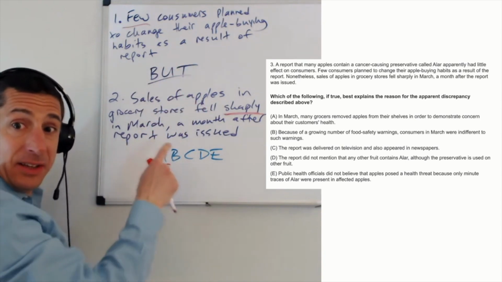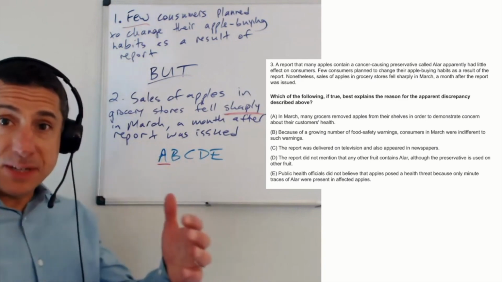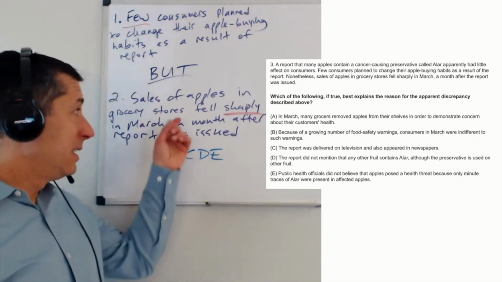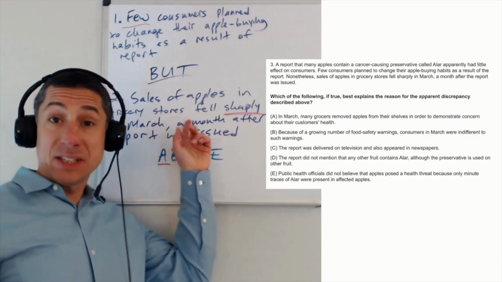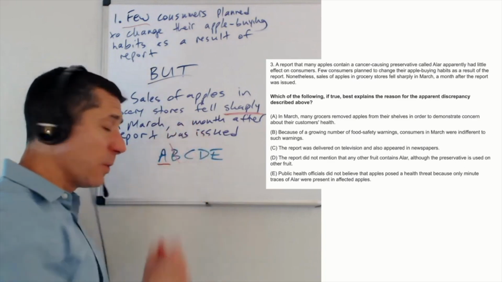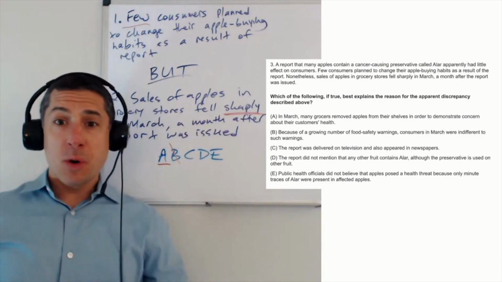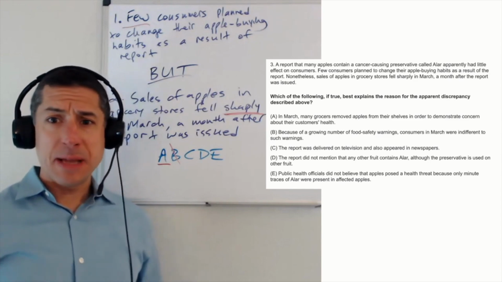Why is that? Well, if there's a ton of food safety warnings and consumers are indifferent to them, that wouldn't help us understand why the sales fell sharply. So B is out. C, the report was delivered on television and also appeared in newspapers.